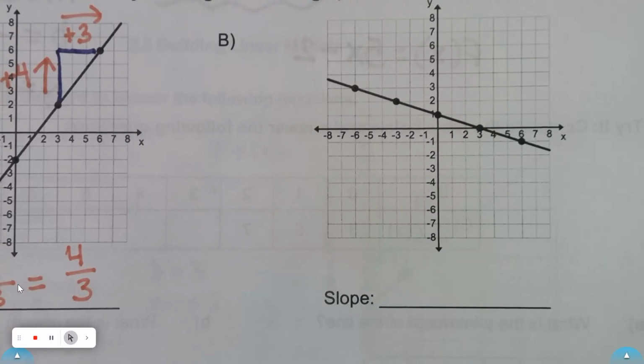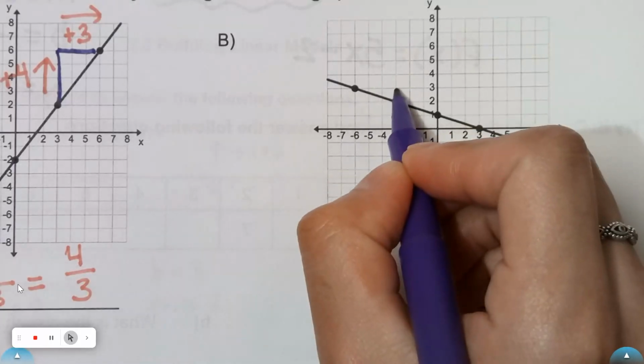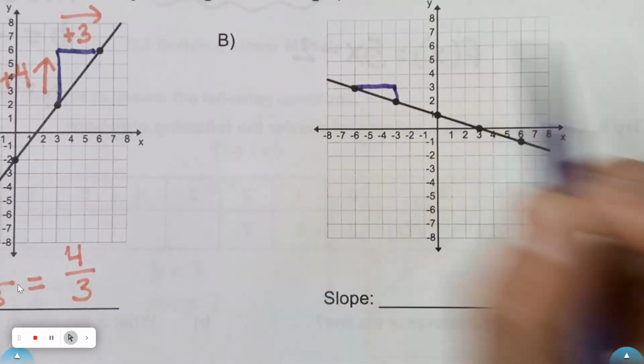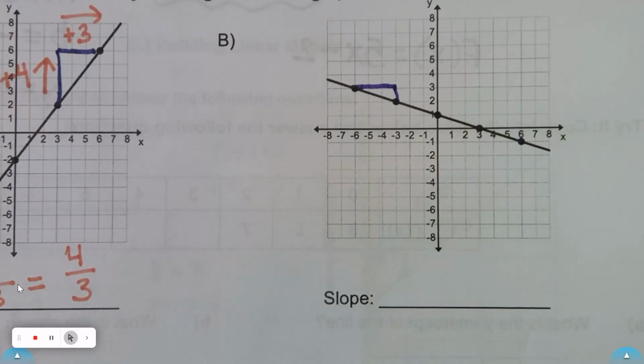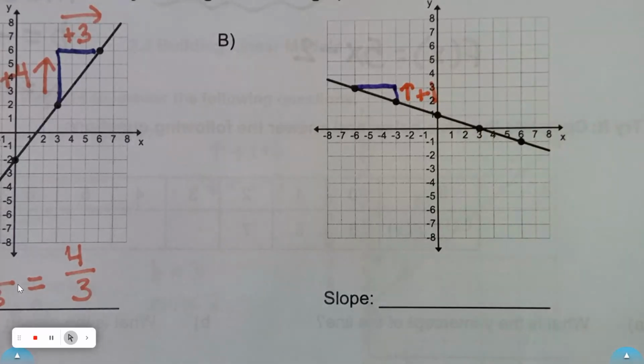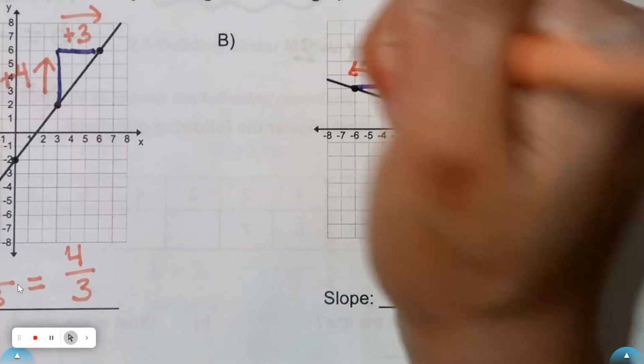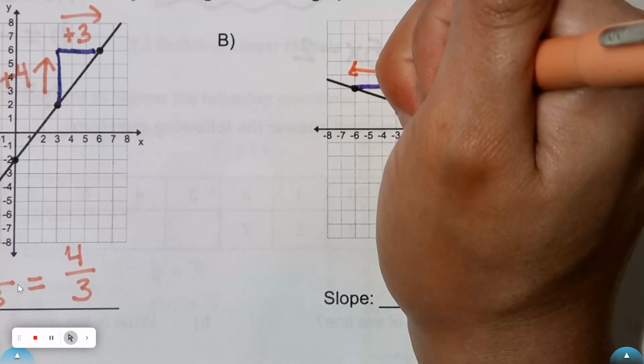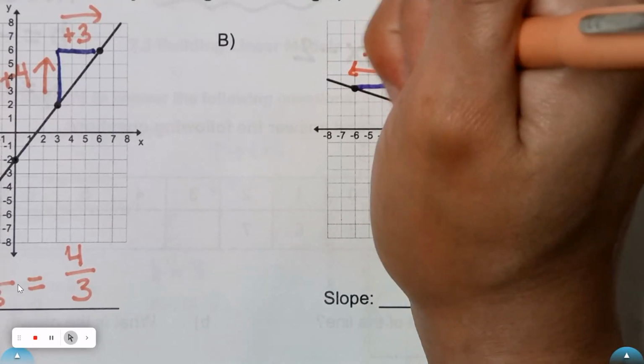Now I'm going to do letter B. Pick any 2 points. It really doesn't matter which 2 you pick. I'm going to pick these 2. I'm going to do my triangle. So it looks like I go up 1, so plus 1. And then this time I'm going to the left. If I go to the left, it's negative. And I go to the left 1, 2, 3. So this is negative 3.